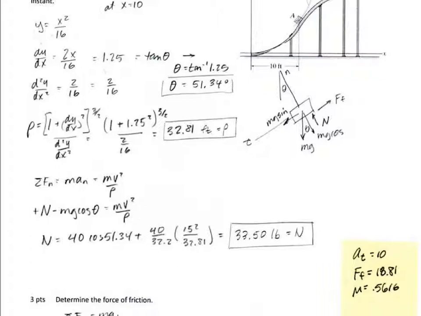So in this case, we have a positive normal. Positive normal is in the positive normal axis. Mg cosine theta is a negative magnitude because it's pointing away from the normal axis. Mv squared over rho, and we can solve for the normal force. So that's the normal force. That was the same for both versions.